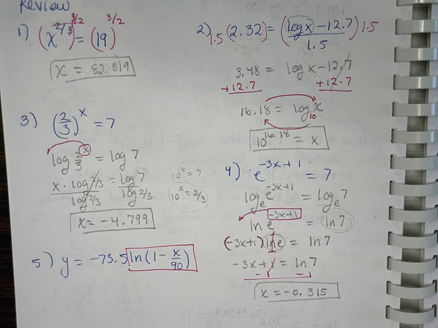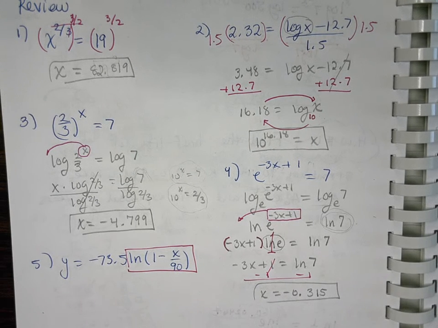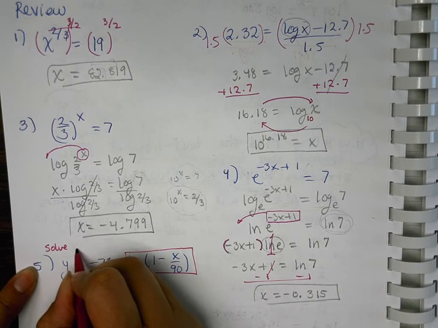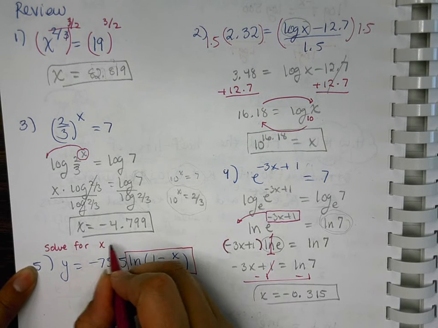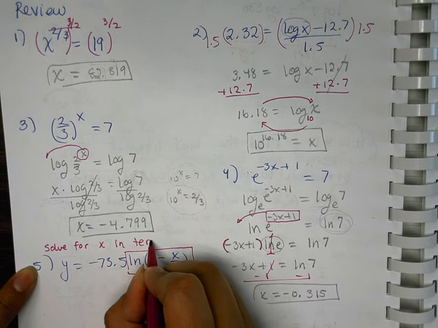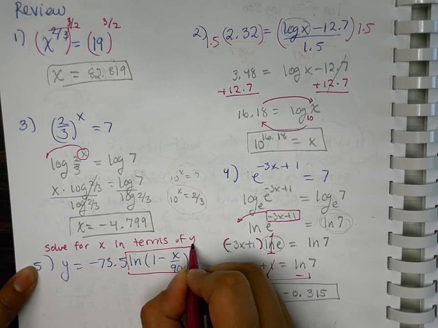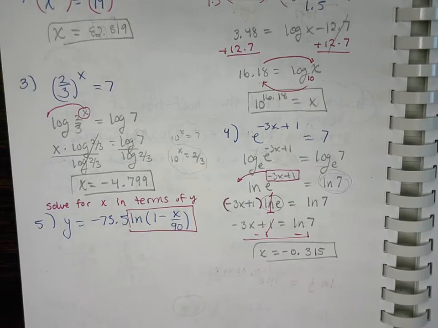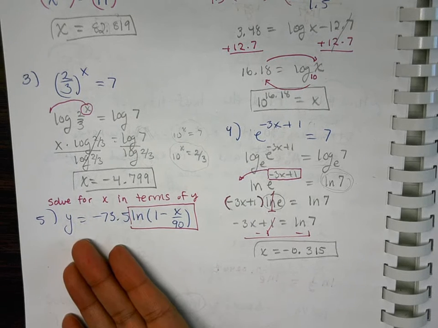I should have written up here, because I don't know if it's throwing anybody off, what's in there? A y. All right, so let me write it up here. Solve for x in terms of y. And yes, that will be on the test. Solve for x in terms of y. That just means get x by itself like you would on any other problem. It's just your answer is going to have a y.